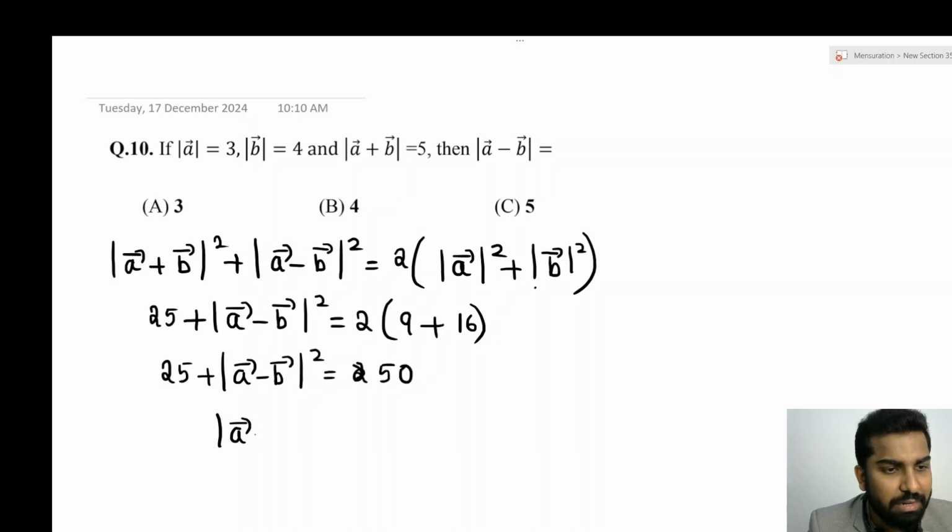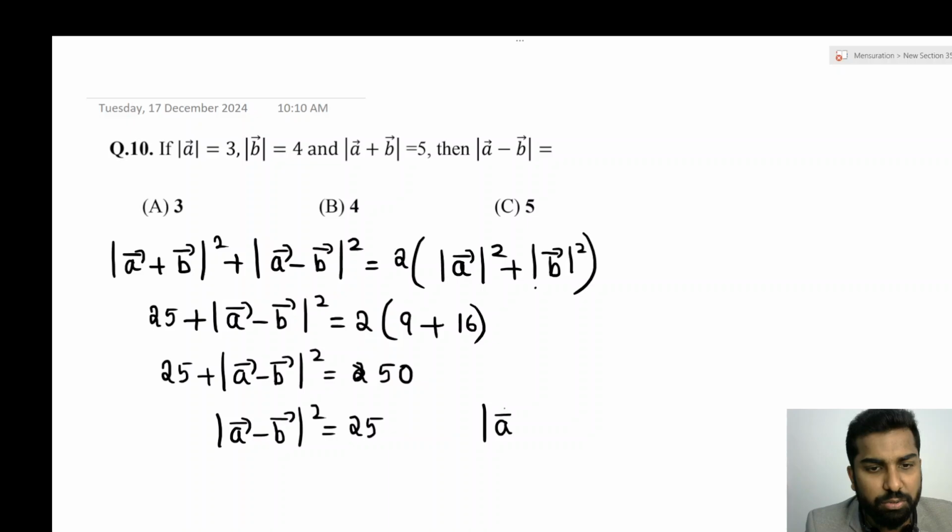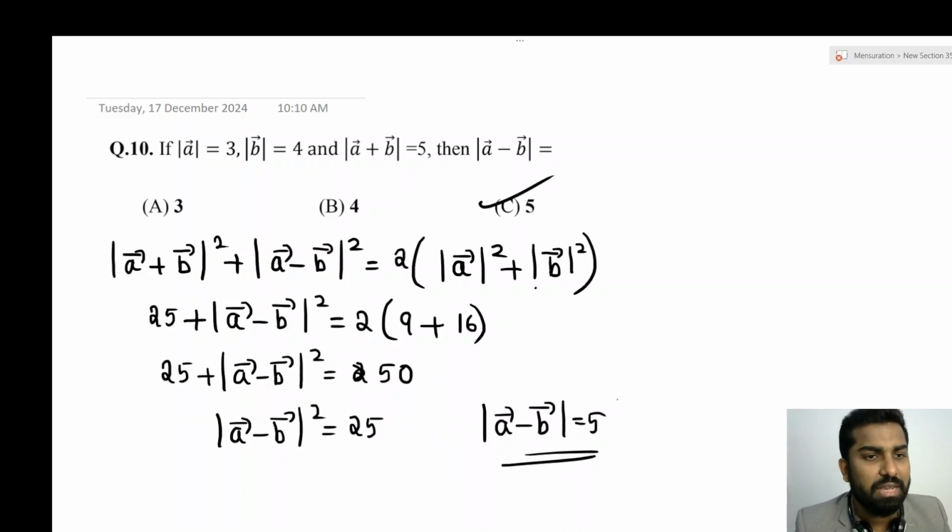That means A minus B whole square will be equal to 50 minus 25, that is 25. That means magnitude of A vector minus B vector will be equal to 5. As simple as that, that's it. Okay, direct question, we have to apply the relation. So let's go to the next question.